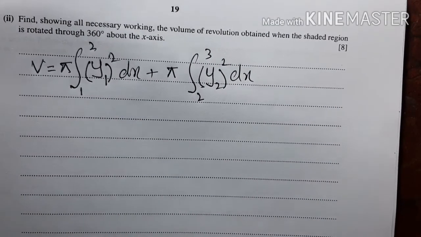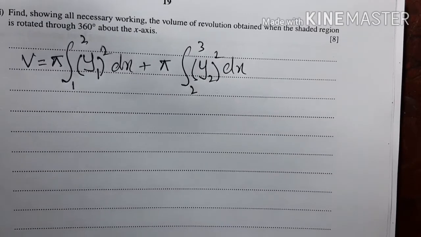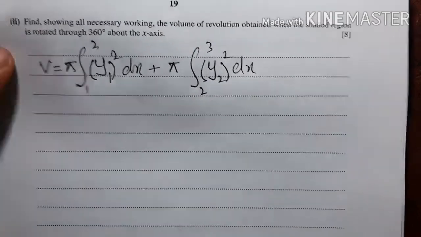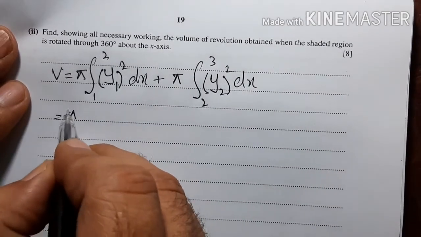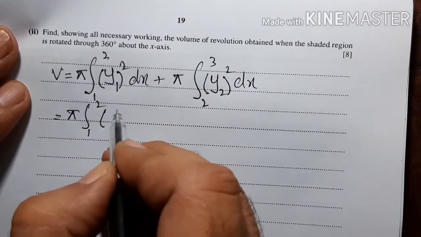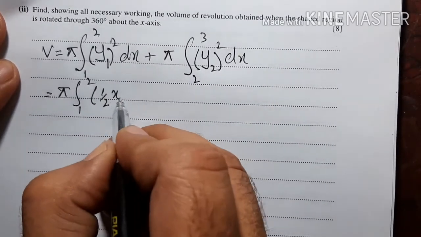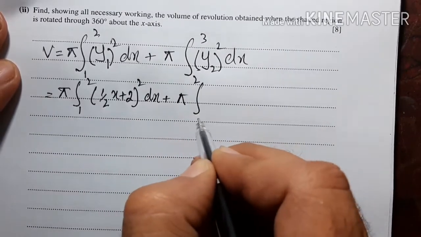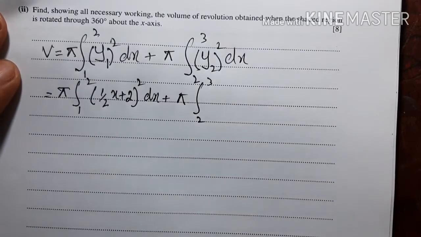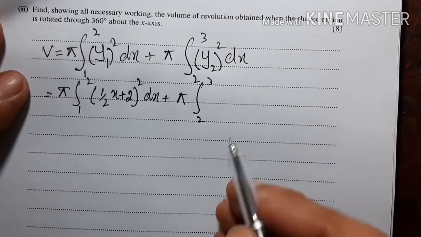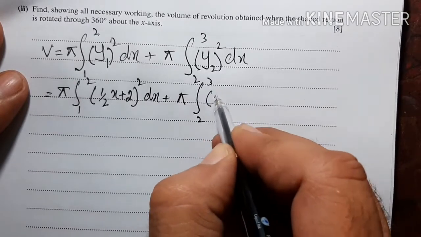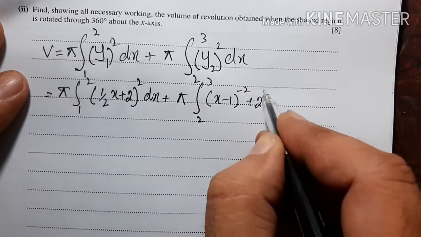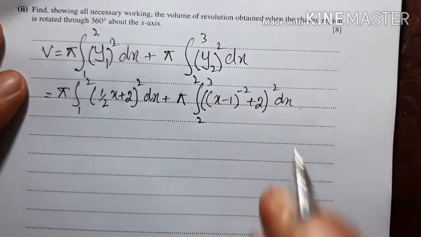Okay, now y1 is actually the equation of the normal, which is π ∫ from 1 to 2 of (1/2 x + 2)² dx plus π ∫ from 2 to 3, and y2 is actually the curve, the equation of the curve, which is ((x − 1)^(−2) + 2)² dx.